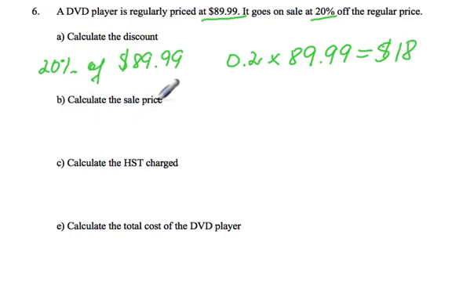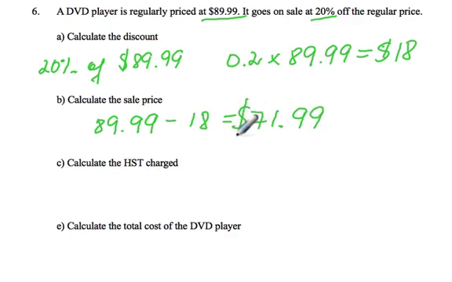Now we are asked to calculate the sale price. Well, the sale price is when you take the regular price and subtract the discount. So we will take $89.99 and we will subtract the discount. That equals $71.99.